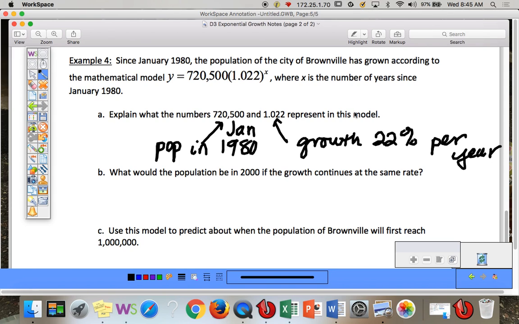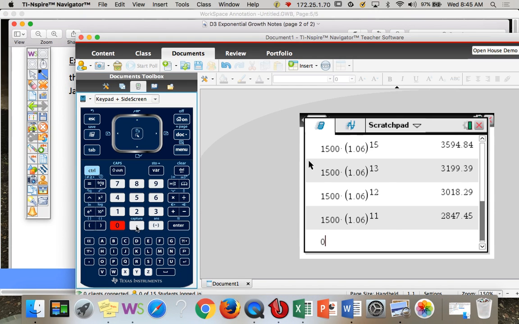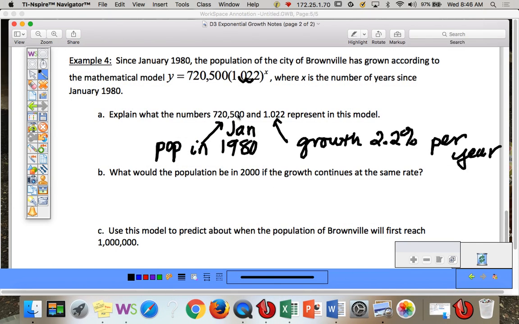And I'm wrong, it's not 22%. It's 2.2%. Let's change that. And I know that because I'm moving the decimal place over twice, or you can multiply it by 100. So growth rate at 2.2% a year. Again, to figure that out, you can do the 0.022, and instead of dividing by 100, you do the opposite, multiply by 100, and that's 2.2% growth. What would the population be in 2000 if the growth rate continues at the same rate?